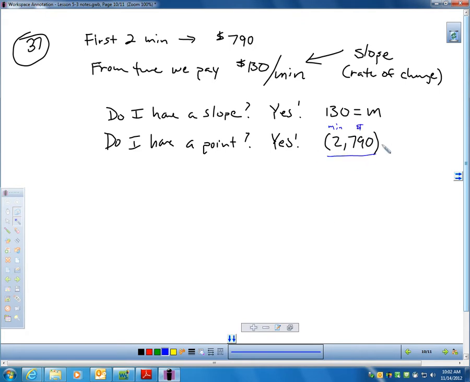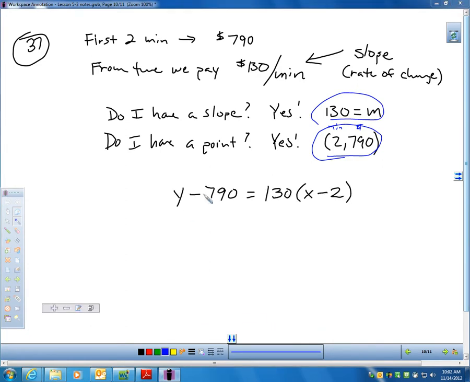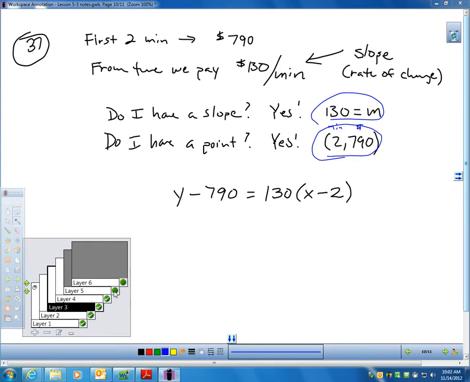So here's a point. Here's the slope. Well, this is easy. Let's put an equation in point-slope form. Now, the only thing in Part A, they said they want me to write my equation so that the cost is a function of the length. In other words, I've got to solve this for y. They really want this in slope-intercept form. Well, very easy to do.